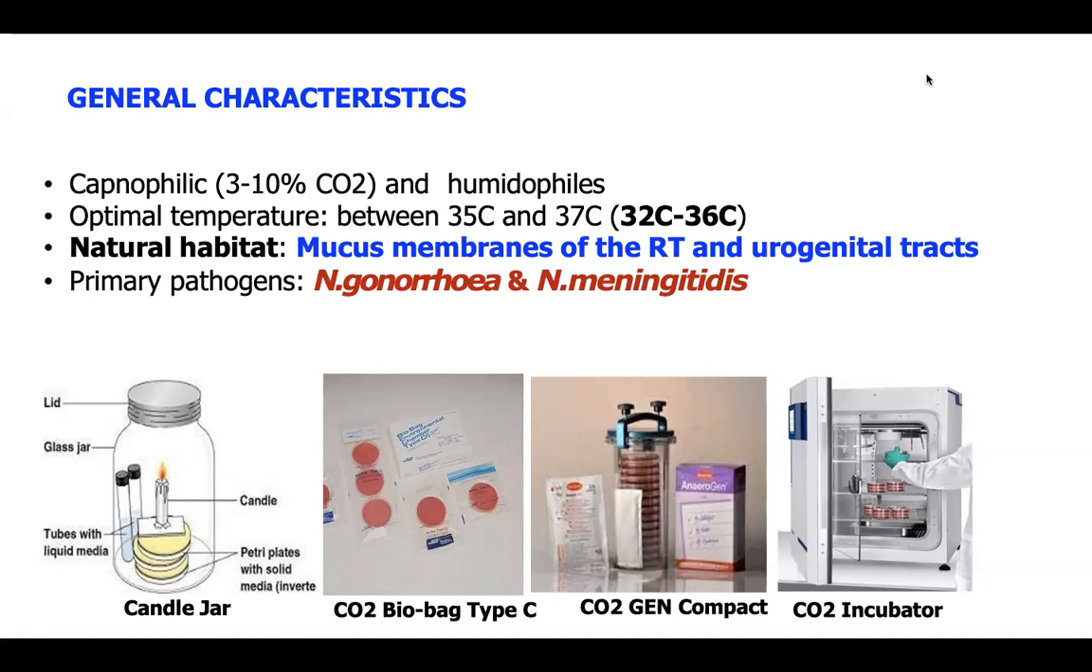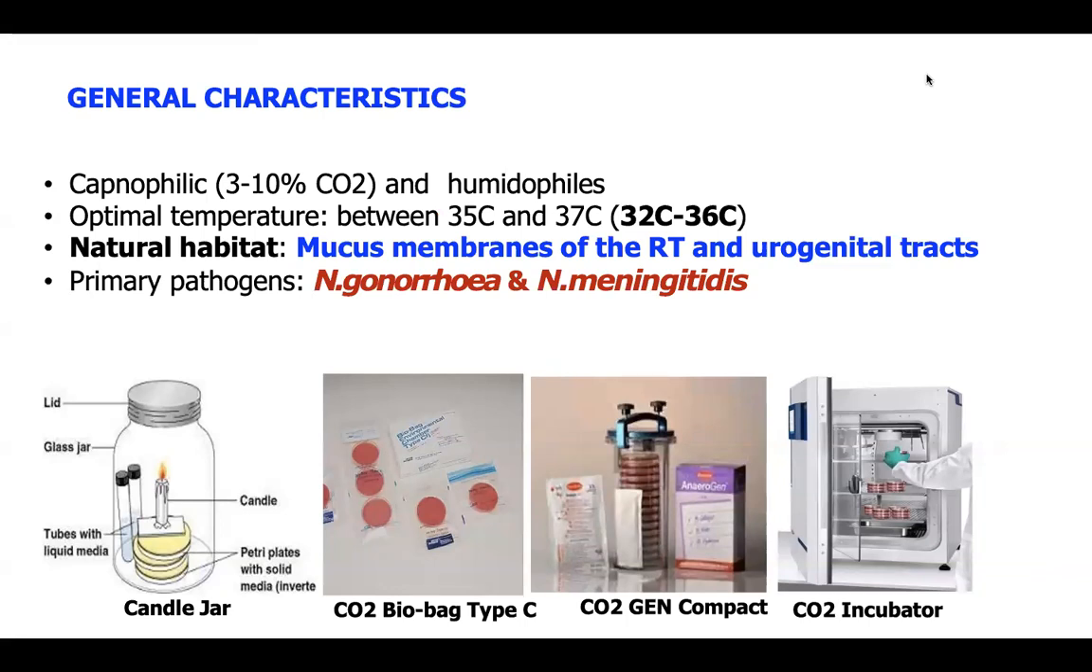So, the best temperature for our Neisseria is somewhere between 35 to 37 degrees Celsius, which is common in mesophiles, right? Common in pathogenic organisms. So they are highly pathogenic, and that is their temperature for growth.